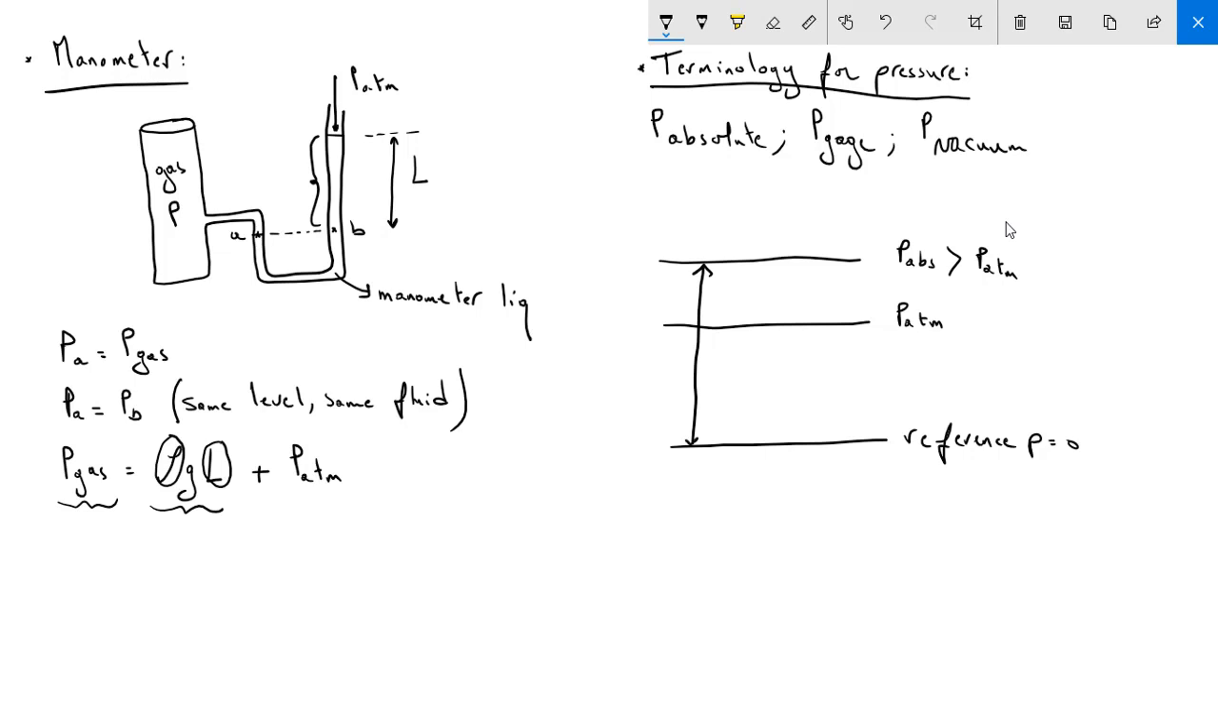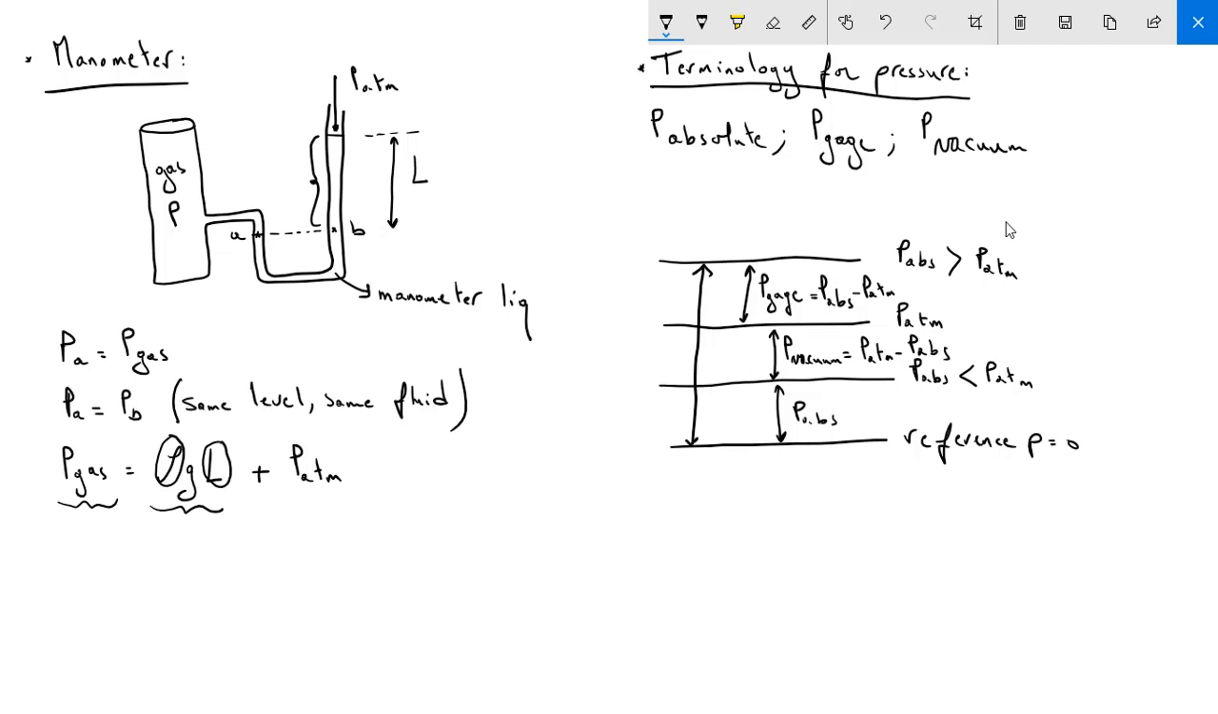Okay? So here, this magnitude between the absolute and the atmospheric is called the gauge pressure, P gauge, and is equal to P absolute minus P atmospheric. Another case, if we have the absolute pressure lower than the atmospheric pressure, this magnitude here is called the vacuum pressure, P vacuum, which is equal to P atmospheric minus P absolute.